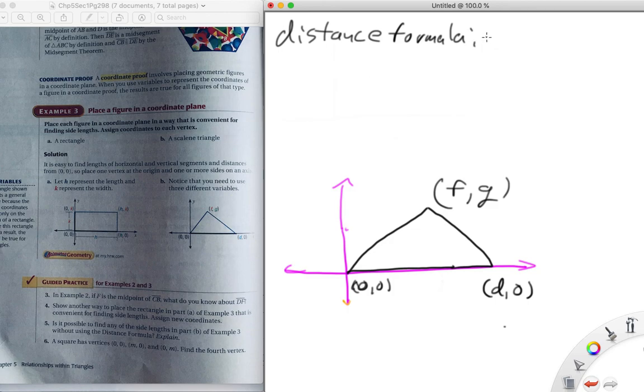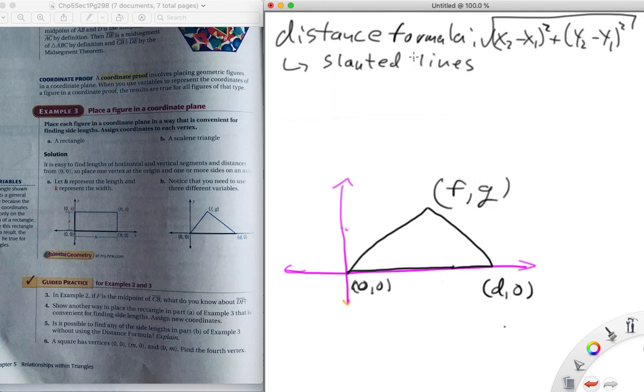Remember, the distance formula is the square root of x2 minus x1, squared, I believe. It could be y as well, plus y2 minus y1, squared. This works really well with lines that are slanted, going in an upward or downward direction. So I'll say slanted lines. This works really well with slanted lines.